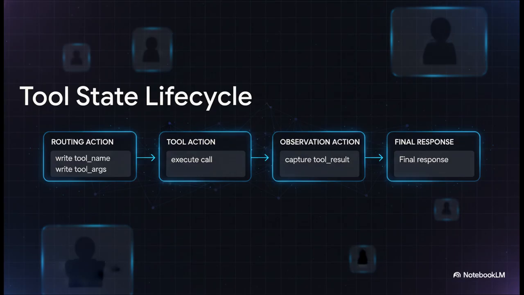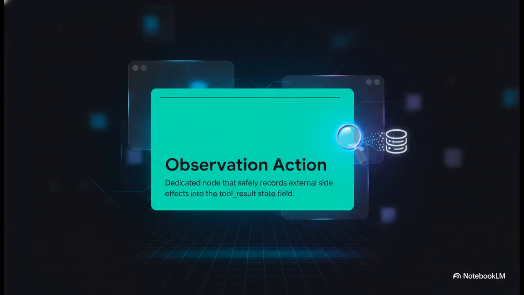Then, a dedicated tool action actually performs the external call. Following that, an observation action explicitly captures what happened, recording it into a tool result field. Only then does a final response action come in to explain that result to the user. Let's look a little closer at that observation action.